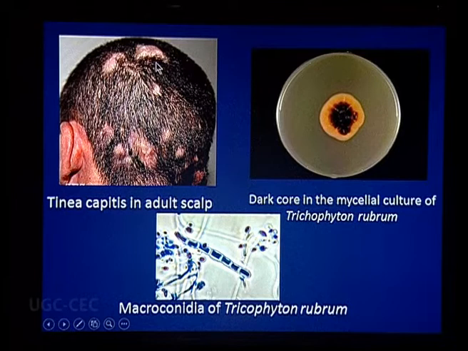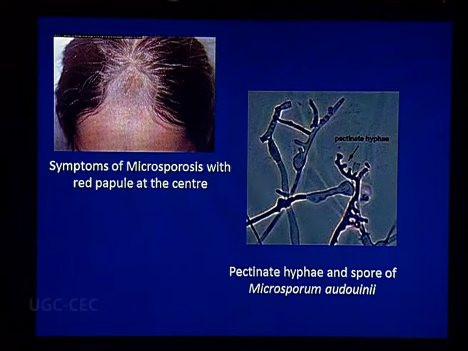We come to the next type, which is called Tinea capitis, because actually it is invading the scalp. And you can see here multiple lesions in the scalp, loss of hair, and this typical swelling and redness. It can be caused by Trichophyton rubrum with the typical macroconidia here. And this particular symptom of Tinea capitis can be of different types. One type is called microsporosis. It is characterized by a red papule at the center, where you can see hyphae and spores inside.